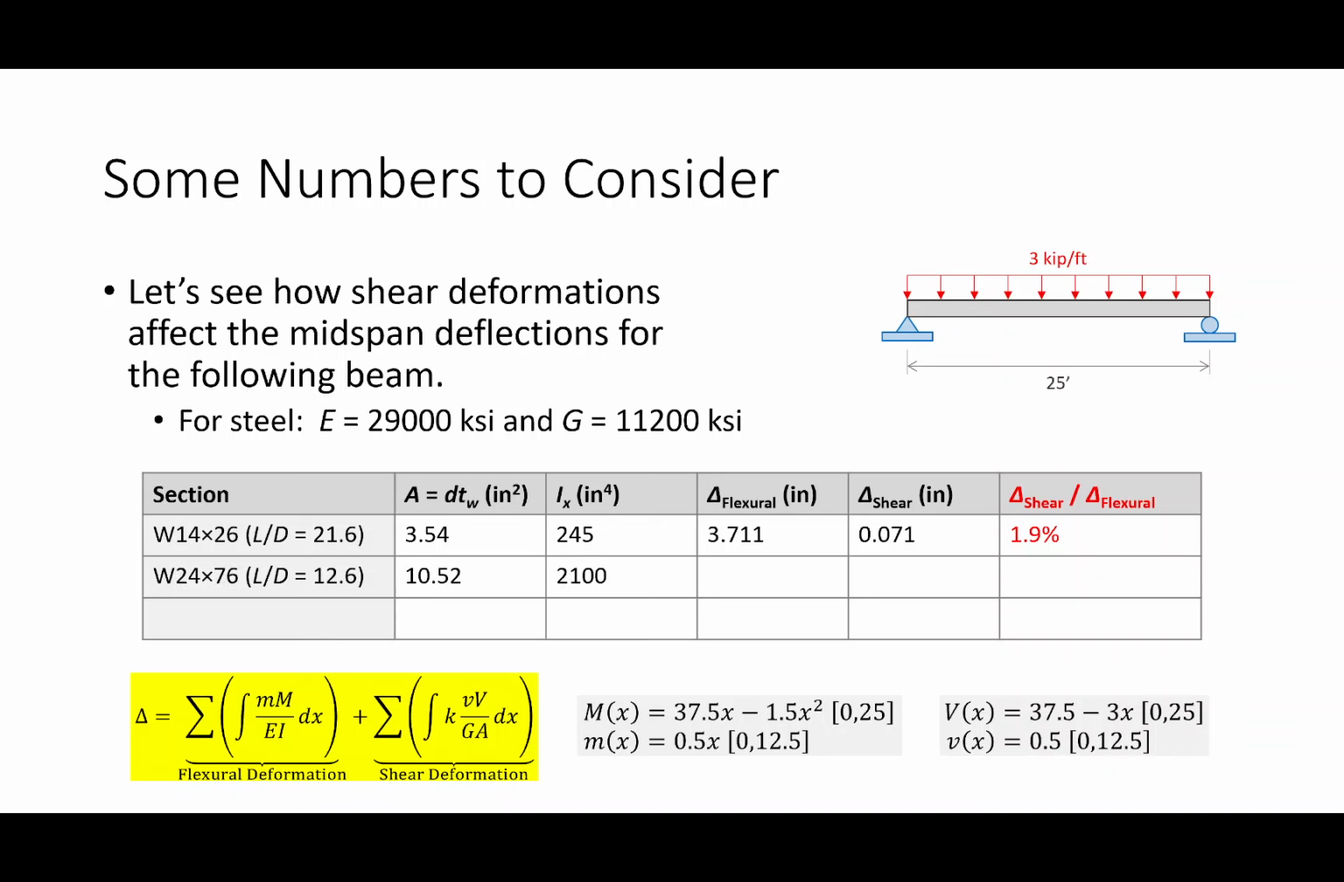But what if we make the beam deeper? What if we make it a W24x76? Okay, so the beam's a little deeper. The area and the moment of inertia go up, so the deflections as a whole go down. But when you compare these two, they're a little closer. And when you start crossing that L over D of 10 ratio, again, the deflection values are dropping because the beam is just getting bigger. But what happens to the comparison between these two? Now you're starting to see some error, okay?